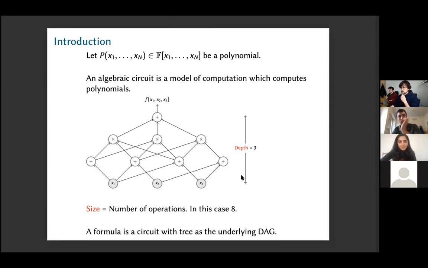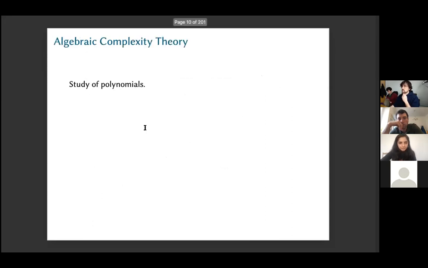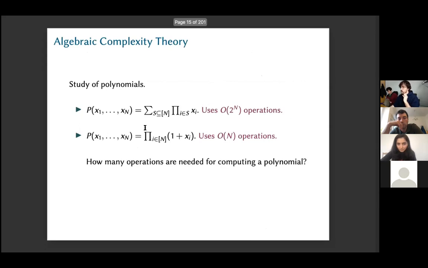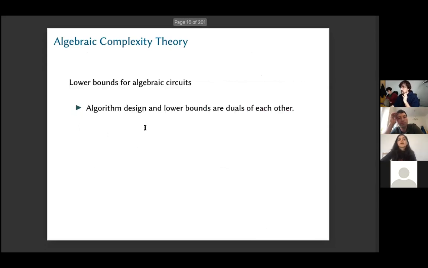And so I talked about circuits. I didn't quite mention formulas. We will not talk so much about them, but formulas are just like these circuits, except the underlying thing looks like a tree. It's not going to come up too often, so that's why I didn't speak about it. This is an example we already saw, so I will not repeat it here.